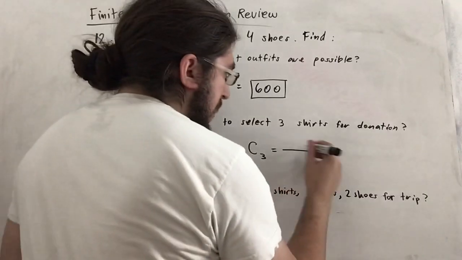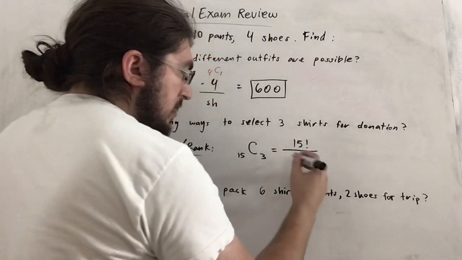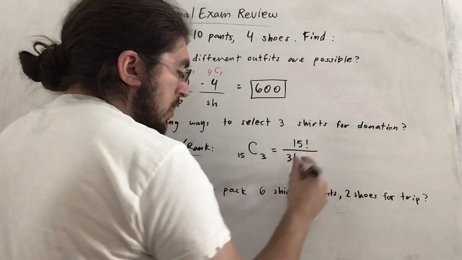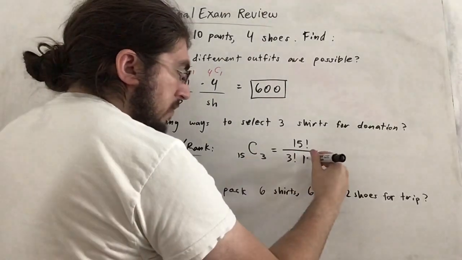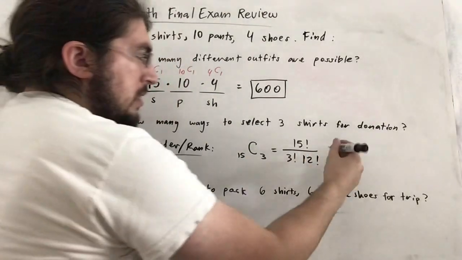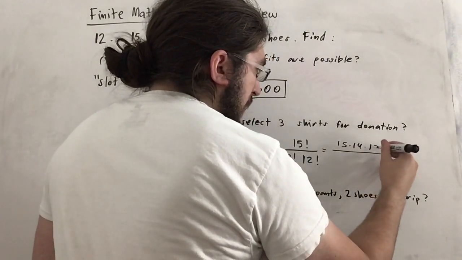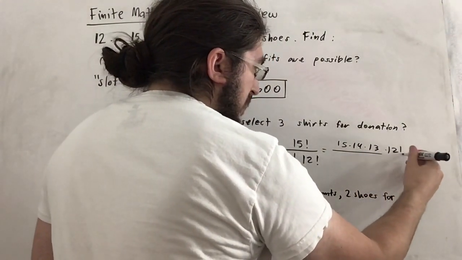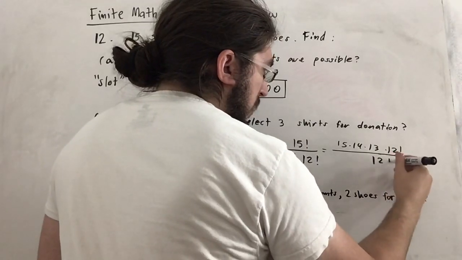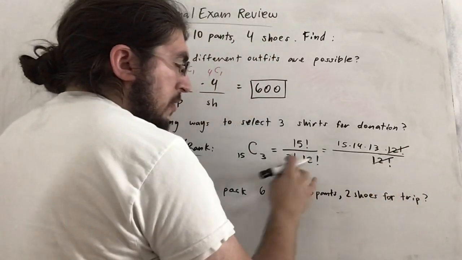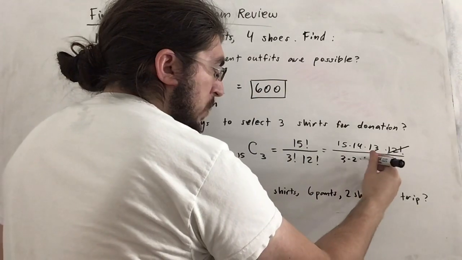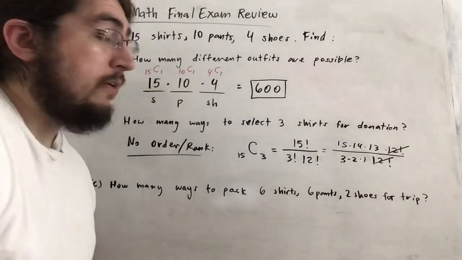I guess so. Let's see. You can use your calculator as well. But this is 15 factorial over 3 factorial times the difference, which is 12 factorial. And notice the top is 15 times 14 times 13 all the way down to 12 factorial. The 12 factorial cancels. 3 factorial is 3 times 2 times 1. And there's cancellation here, of course.